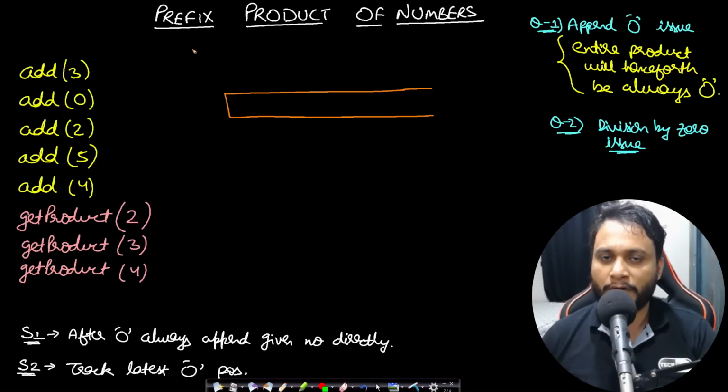If you have already solved the prefix sum problem, then you might come up with the idea of maintaining the prefix product of numbers. Now let's try to apply this idea. What do I mean by prefix product of numbers?